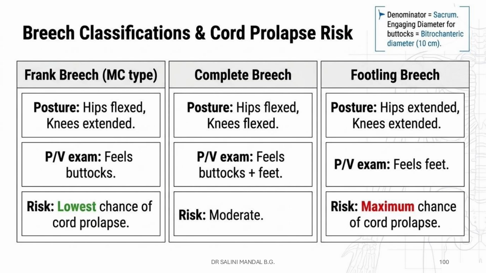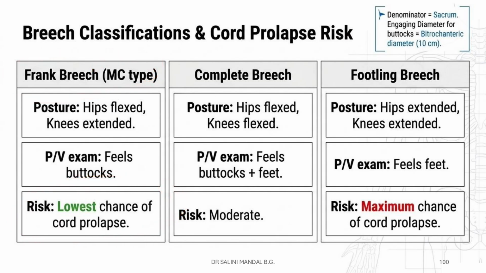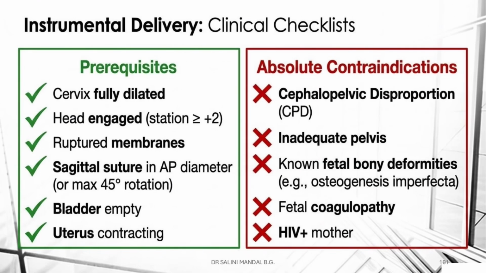Breech. Types of breech: we have frank breech, which is most common, complete breech, and footling breech. What is the denominator in breech? It is the sacrum, and the engaging diameter is the bitrochanteric diameter, that is 10 centimeters. The lowest chance of cord prolapse is in frank breech, where hips are flexed and knees are extended. In complete breech, hips and knees are both flexed. In footling, hips and knees are both extended. So the maximum chance of cord prolapse is in footling breech.